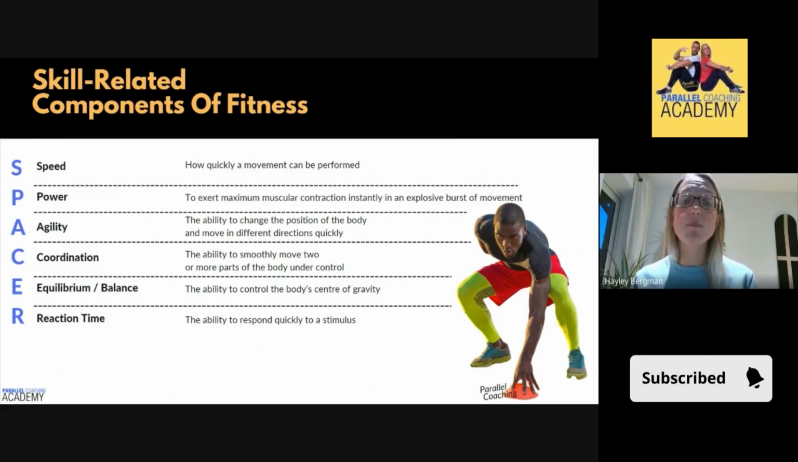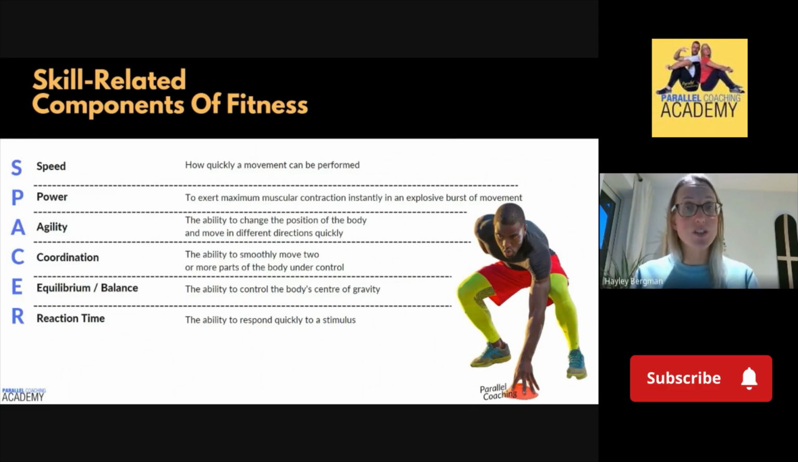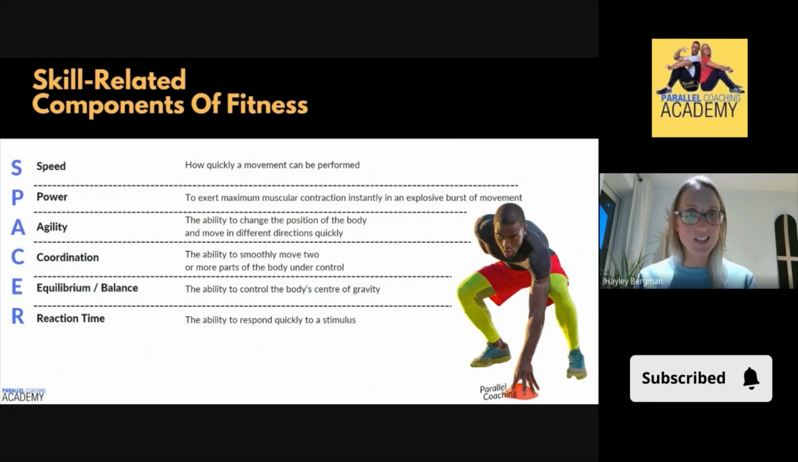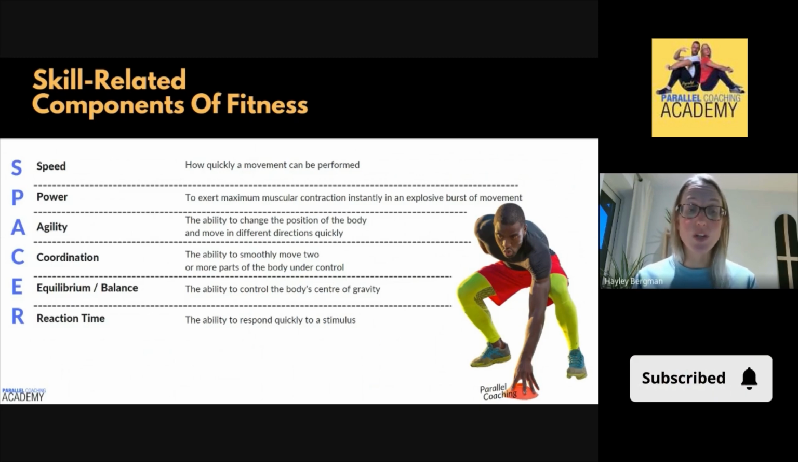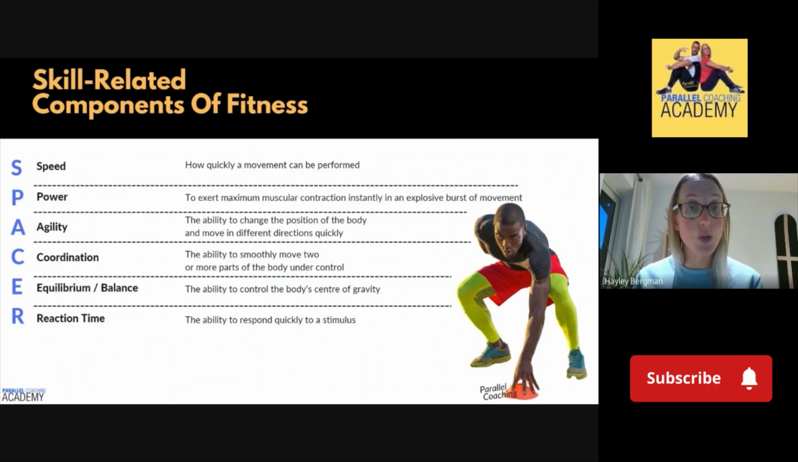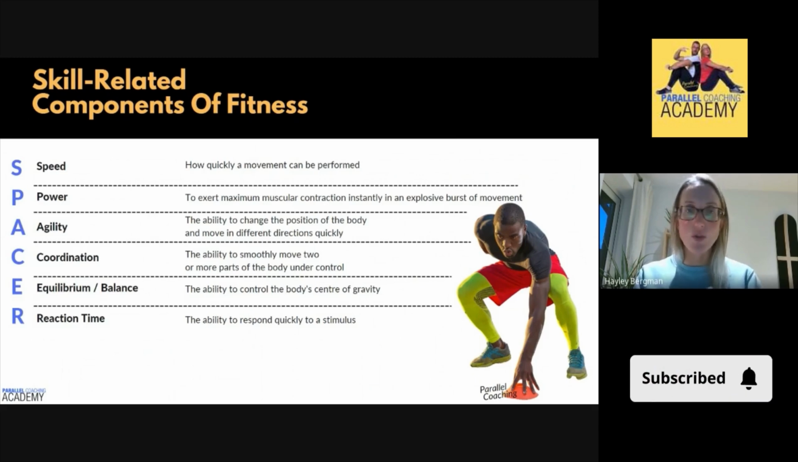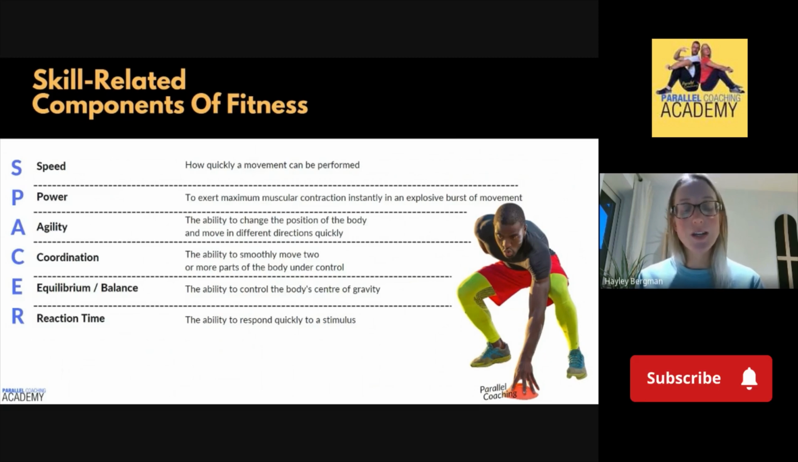Power is to exert maximum muscular contraction instantly in an explosive burst of movement. Now, on the health related, we had strength in there, muscular strength. Now we combine that strength with speed and we have power. That's essentially what's happening. Agility is basically the mixture of balance and coordination, and we're going to come to those in a second, but agility is the ability to change position of the body and move in different directions very quickly. So think like an agility cone run or agility ladder. That's kind of what people often think of in terms of agility.